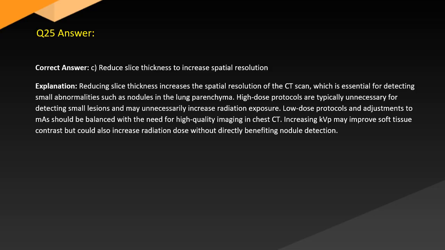High-dose protocols are typically unnecessary for detecting small lesions and may unnecessarily increase radiation exposure. Low-dose protocols and adjustments to mAs should be balanced with the need for high-quality imaging in chest CT. Increasing kVp may improve soft tissue contrast but could also increase radiation dose without directly benefiting nodule detection.